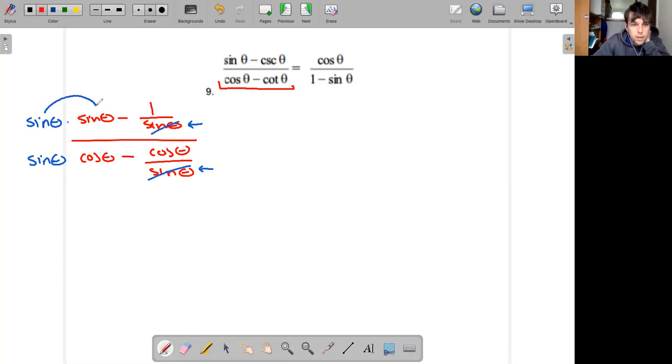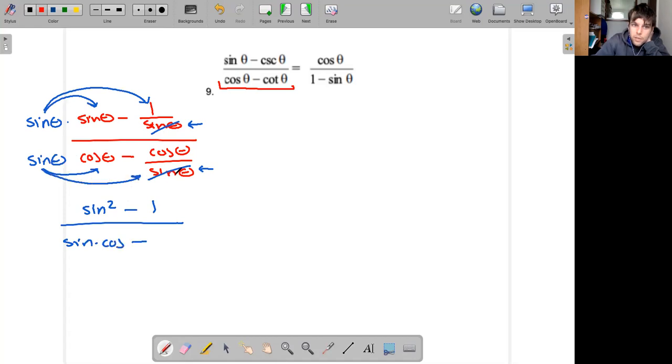So sine times sine ends up being sine squared. Sine times this one, remember, cancels out with this one. So we just get minus 1. And then here we have sine times cosine, which is just going to have to be sine times cosine minus, and then again, when we do this multiplication, the sine cancels out, so we just get cosine.